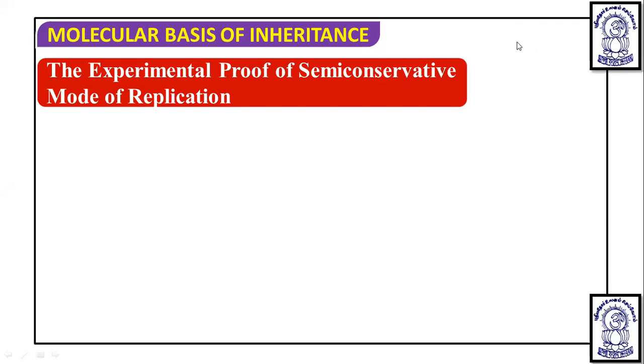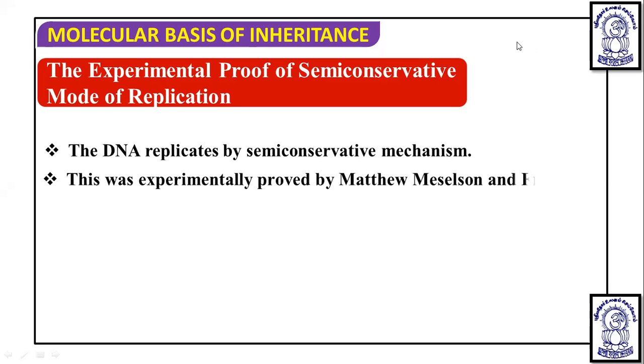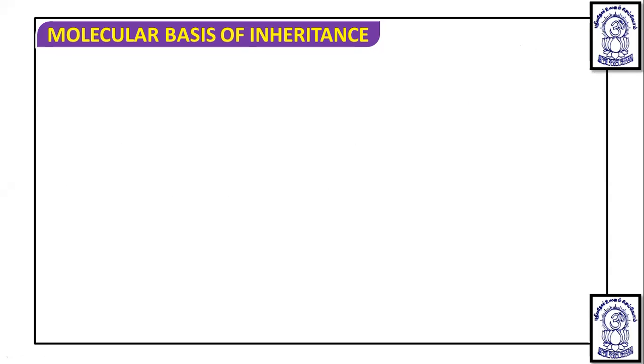In this semi-conservative mode of replication, when replication occurs, one strand of DNA is conserved as it is from the parent, and one strand gets synthesized new. This was experimentally proved by Matthew Meselson and Franklin Stahl, so it is also known as the Meselson and Stahl experiment, which was done using E. coli.